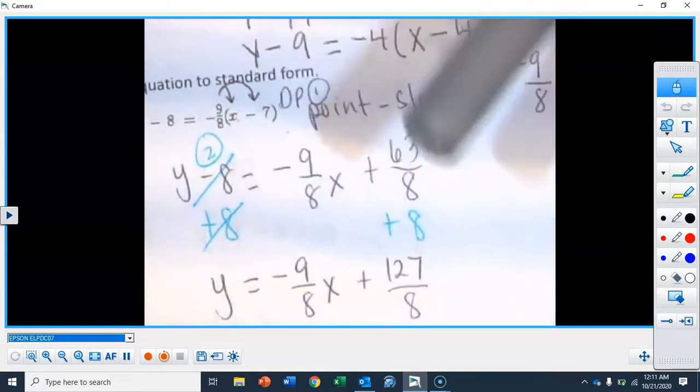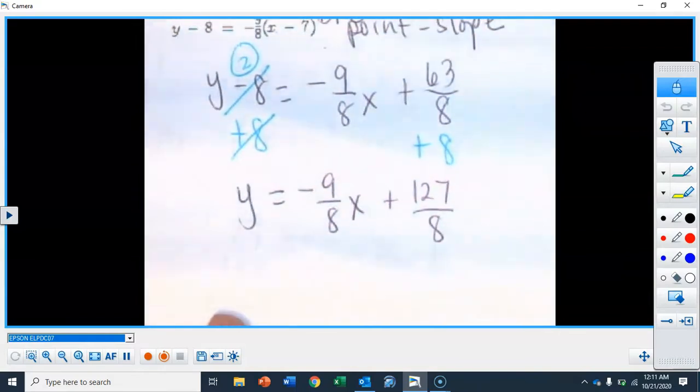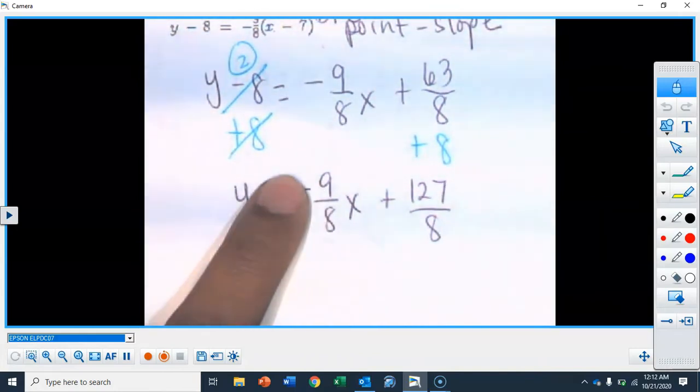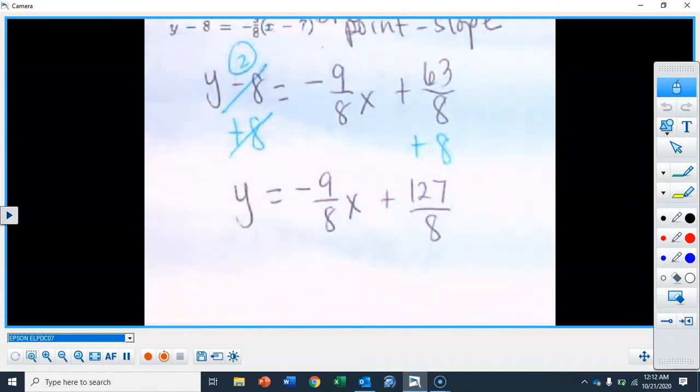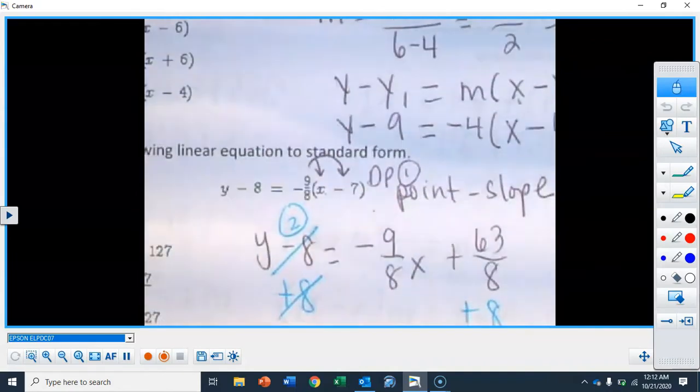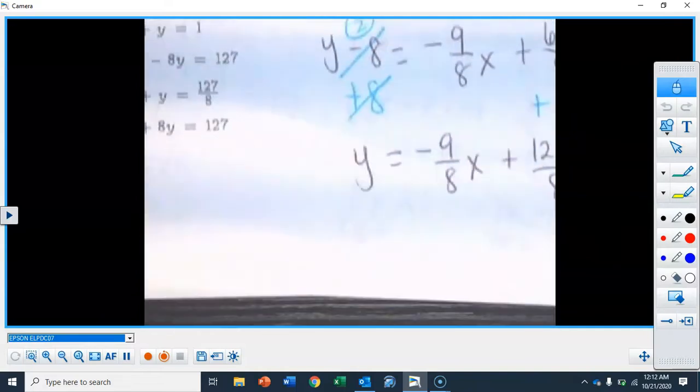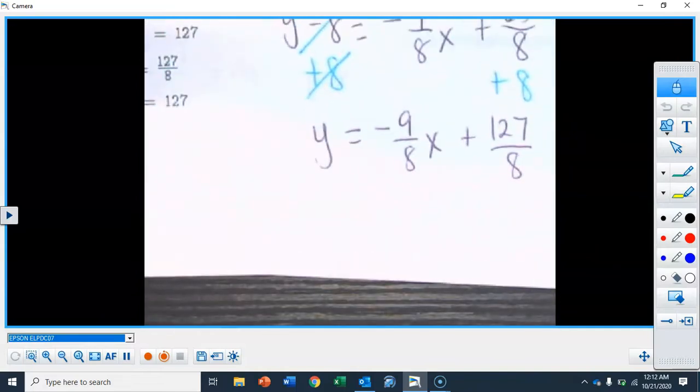So this right here, if they asked us to convert the line to slope-intercept form, we would be done. And then I would say to you, what is the slope? You would say, my m, which is right here, negative 9 over 8 is my m. What is my y-intercept? You would put 0, comma, 127 over 8. But because they want this problem in standard form, we have to get our x and y over to the same side of the equal sign.